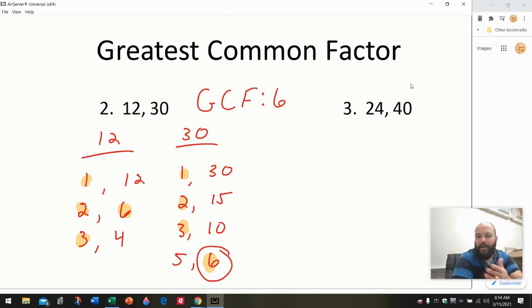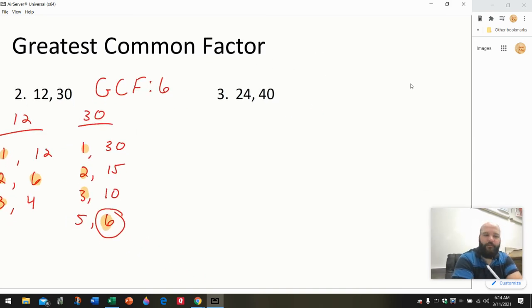So this is the other way that I like to find GCFs. I think it's a little bit better because you have less of a risk of skipping over a number as you're trying to figure out all the numbers that will divide into what you were given. So we're going to do that the same way with 24. Start with 24. You'll see I go through 1 and 24.